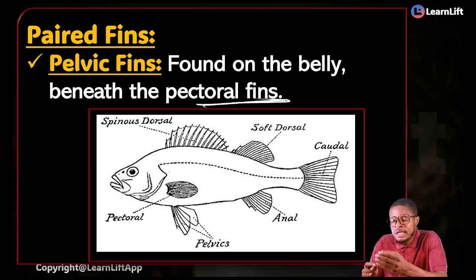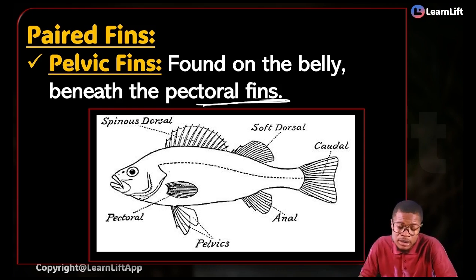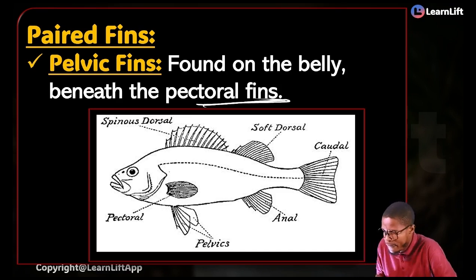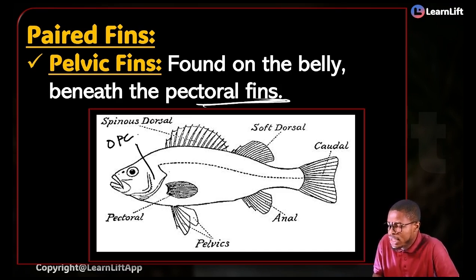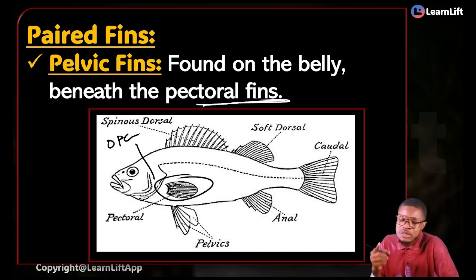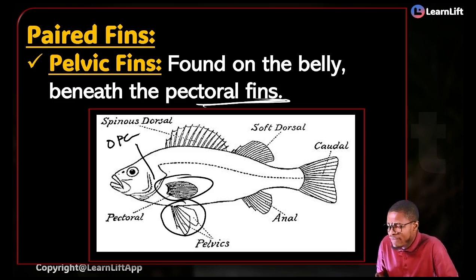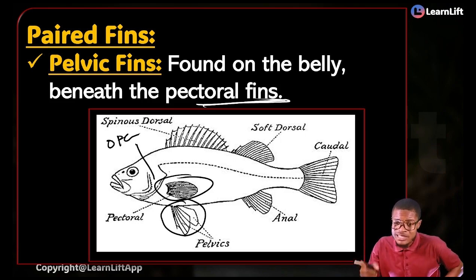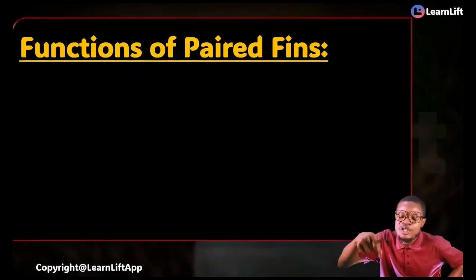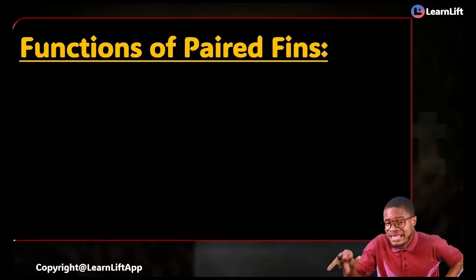The pelvic fin is beneath the pectoral fin. The pectoral fin is posterior to the what? It is posterior to the operculum. In other words, this here is our operculum. Posterior to the operculum is the what? The pectoral fin. Now, underneath the pectoral fin is the what? The pelvic fin. Does it make sense? If you get that very quickly with me, what is the function of the paired fins? The paired fins are two: the pectoral and the what? The pelvic. What are their functions?